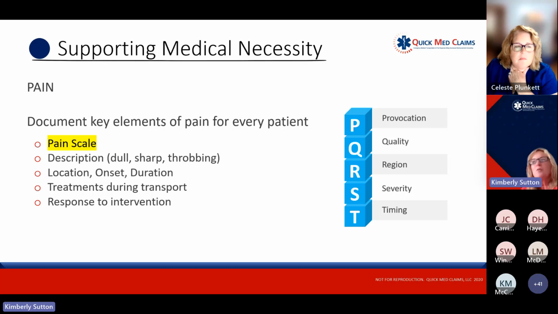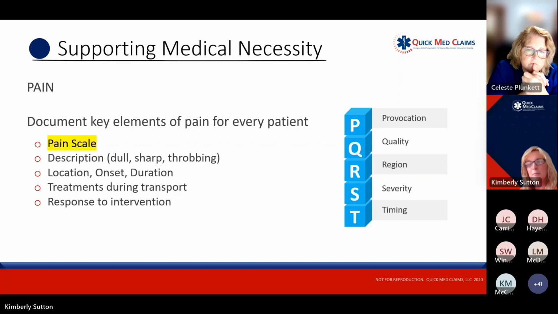The next area we are going to review is pain assessment. This is a big thing within the Atrium healthcare system, as we all know, of when you document pain, and pain can support medical necessity when you're transporting a patient. So it's important to document the key elements of pain, your dull, sharp, throbbing, location, what interventions were done if the patient had pain, not only medical interventions, but positioning, or how the patient tolerated it, and the response to that intervention.